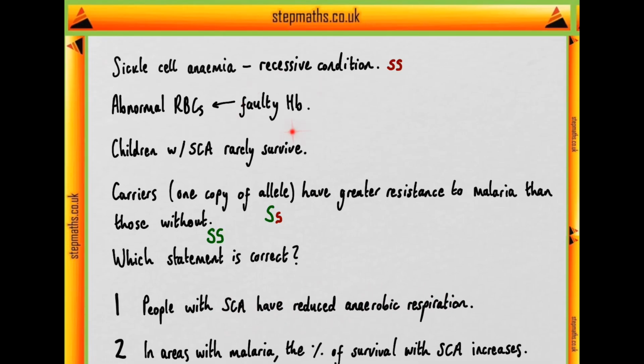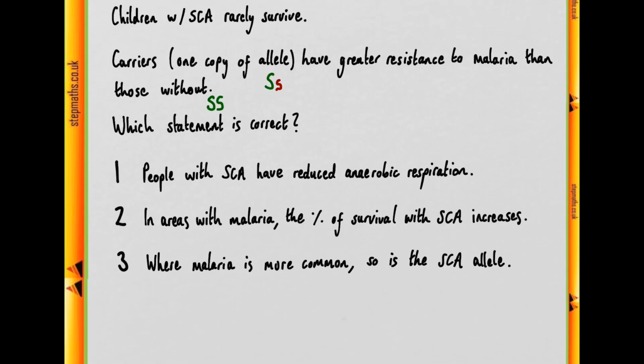That's because they have a faulty form of hemoglobin, which we should know is the molecule within red blood cells which carries the oxygen. So faulty hemoglobin and abnormally shaped red blood cells means less oxygen can be carried, although there'll be increased, not decreased, anaerobic respiration.